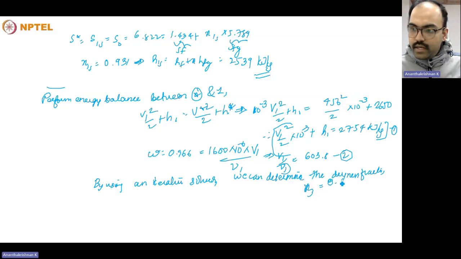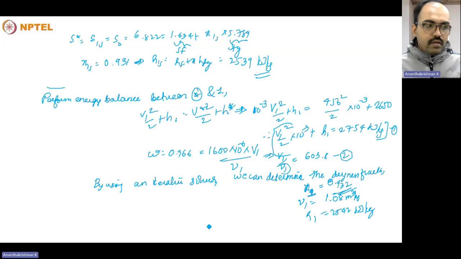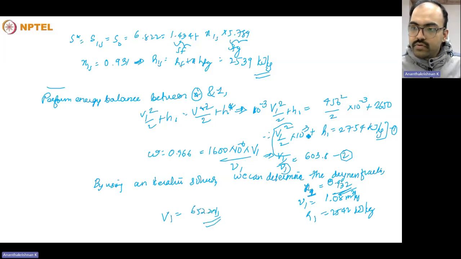x3 is equal to 0.932, and from there we can get nu1 equal to 1.08 meter cube per kg, and h1 is equal to 2542 kilojoule per kilogram. Therefore, we can get the value of velocity. Velocity V1 is equal to 652.2 meter per second from equation 1, substituting the value of h1.